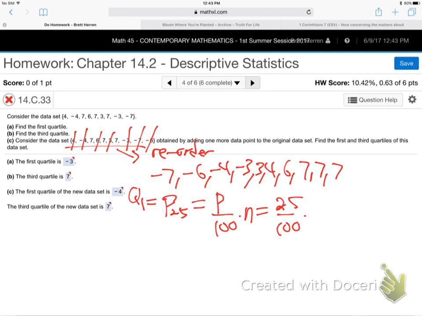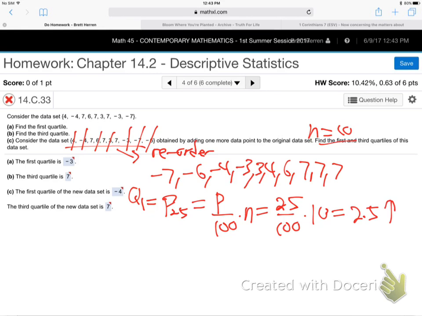What's N? N is 10. 10 numbers, right? 10 numbers. 1, 4, 10, 4, 5 halves, 2.5. Is it 2.5? Is that right? And then what do I do with that 2.5?